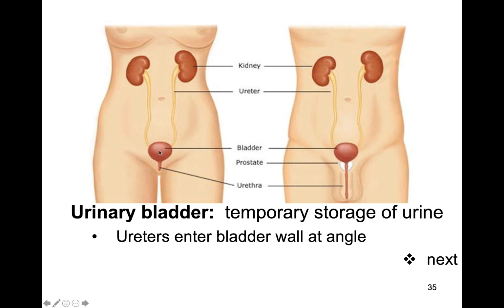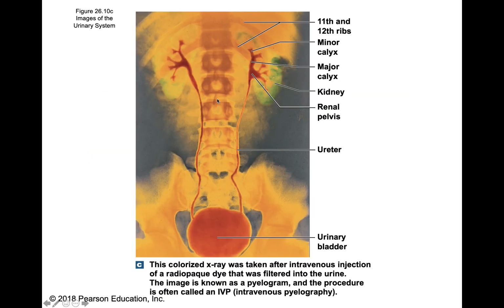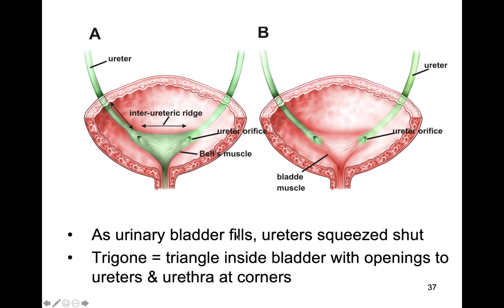It's not straight down. So here on this x-ray, you can see they took some dye and put it in the urinary system, and it's highlighting the different parts of the urinary system. As the urinary bladder fills, the ureters squeeze shut, and there's this triangle called the trigone. This is a triangle inside the bladder with the openings to the ureters on both sides, and then also the urethral canal.